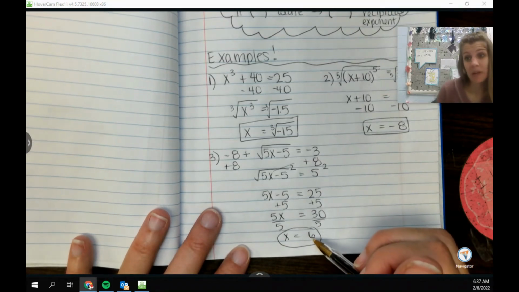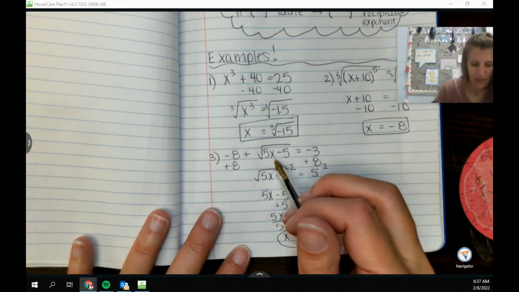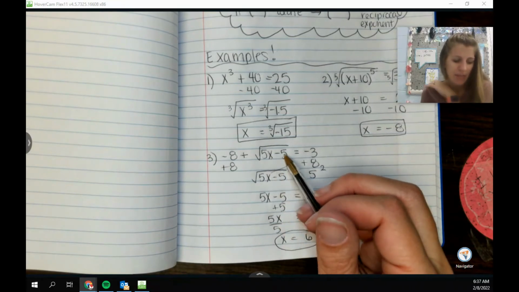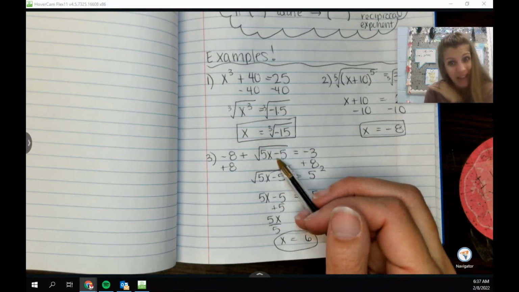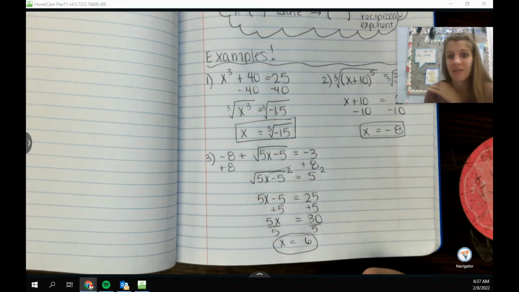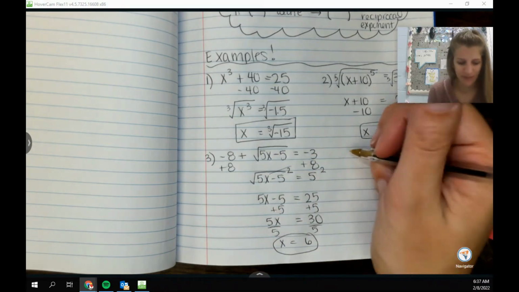And again, I might always want to check that I'm right. So I can plug a 6 here, and we'd have 30 minus 5, which is 25. The square root of that is 5, plus negative 8 is negative 3. Works out.